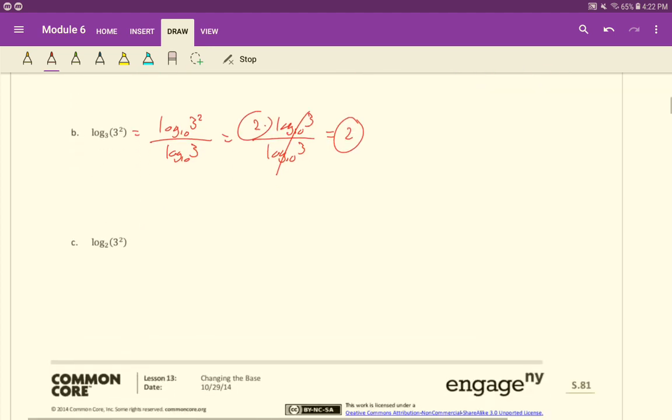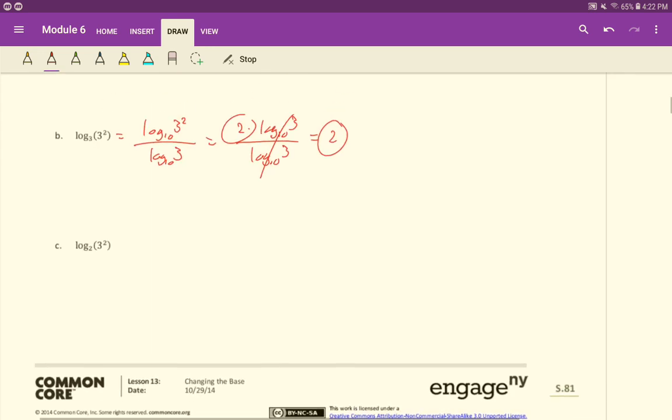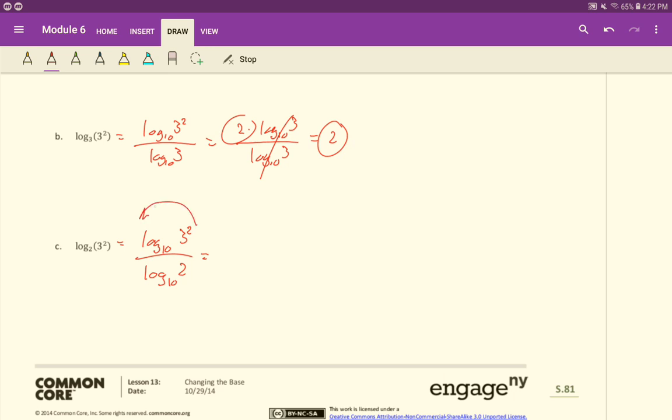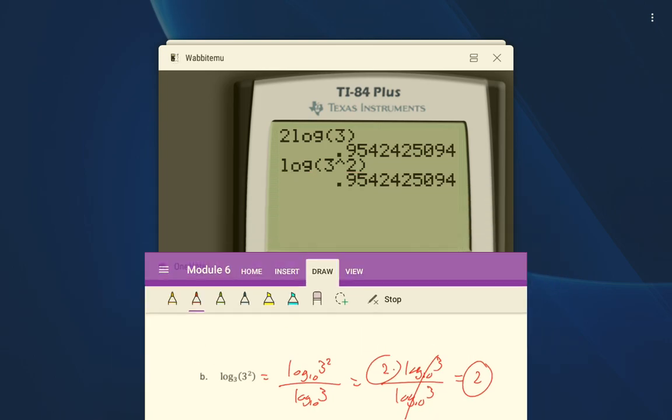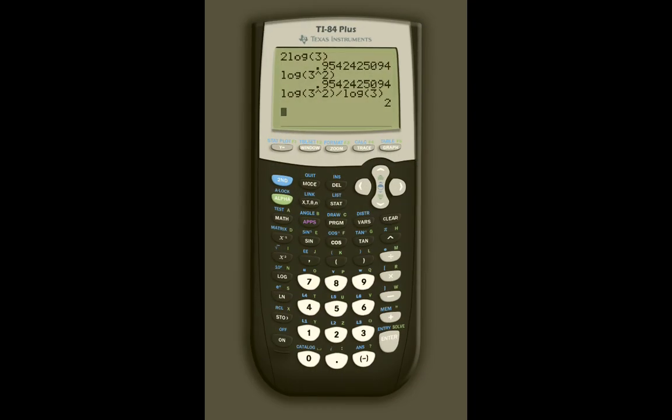Okay? All right, let's see here. We'll go ahead and finish C, and then we'll stop for the next video. Okay, for this one, same deal. We're going to convert, so it'll be log base 10 of 3 squared over log base 10 of 2. Okay, so again, we can simplify here or just type into our calculators. If you want to bring the 2 out front, you can. It's really a matter of choice. So log of 3 squared divided by log of 2. 3.1699.